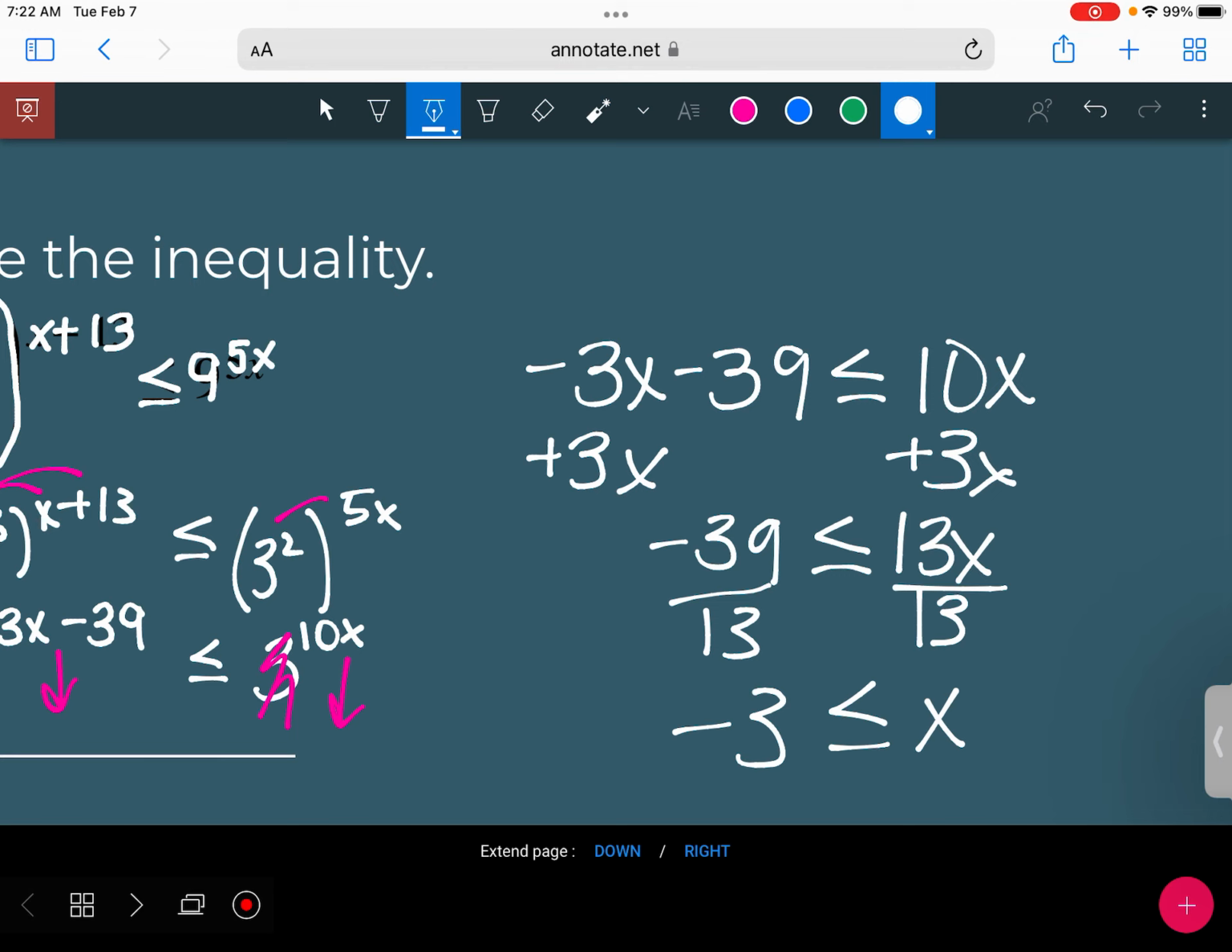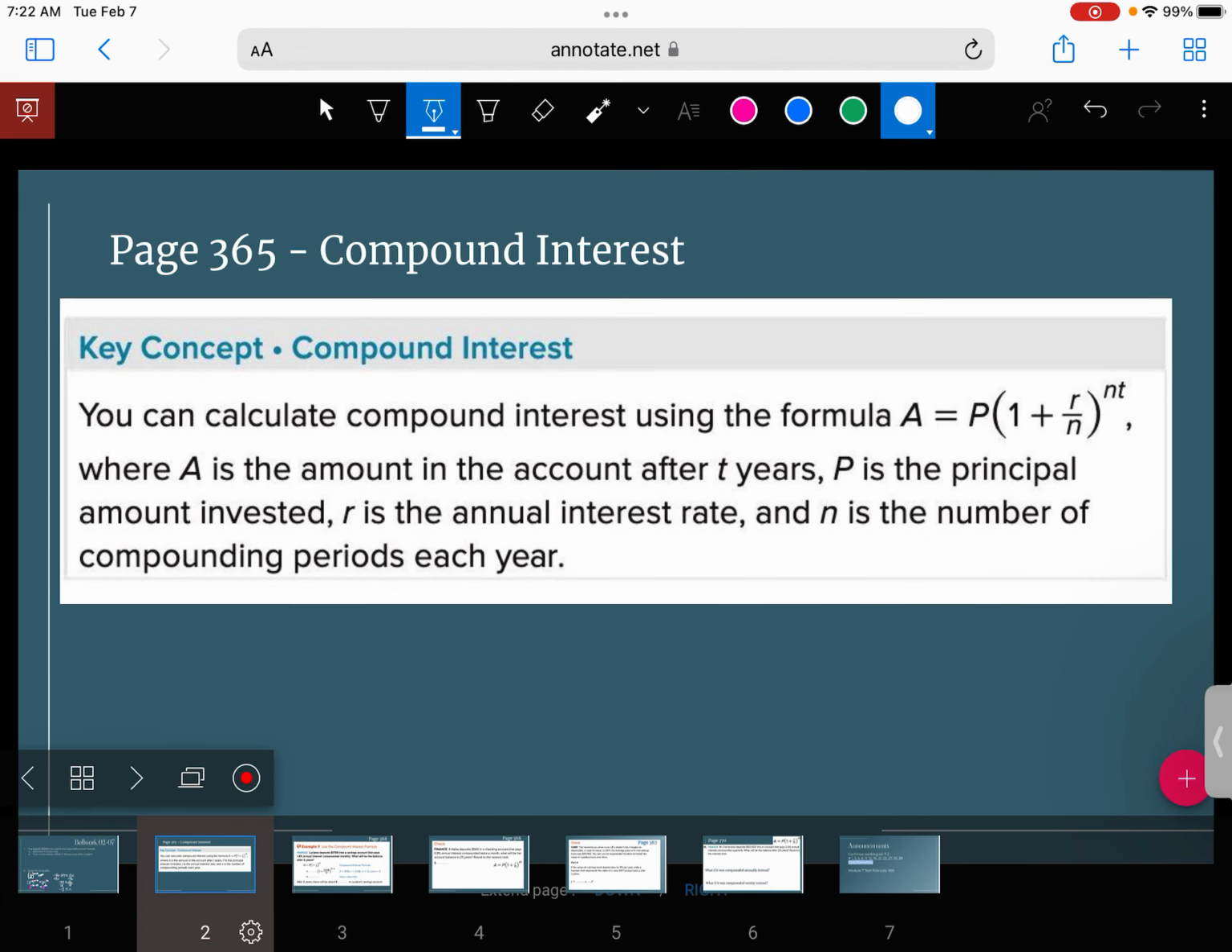Get your workbooks out. We're going to be on page 365 today. So page 365 is part of 7-2, which we started last week when we started talking about solving exponential equations and inequalities, because that is a part of 7-2.